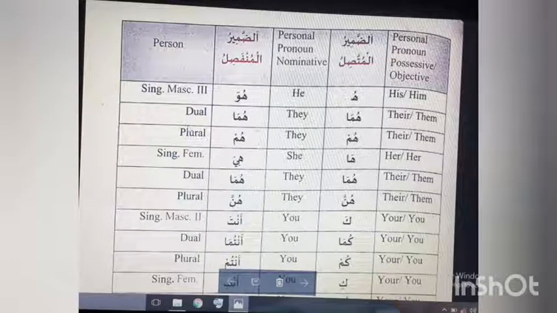Now see, for dual we use huma, in English they; huma remains the same in attached pronoun, their, them. And for third person plural, hum, and in English we say they, and hum remains the same as attached pronoun. See, hum. And here is third person singular feminine, hiya, it becomes ha. Kitabuha, see, ha. Huma. Hunna. Anta, ka. Anta becomes ka.